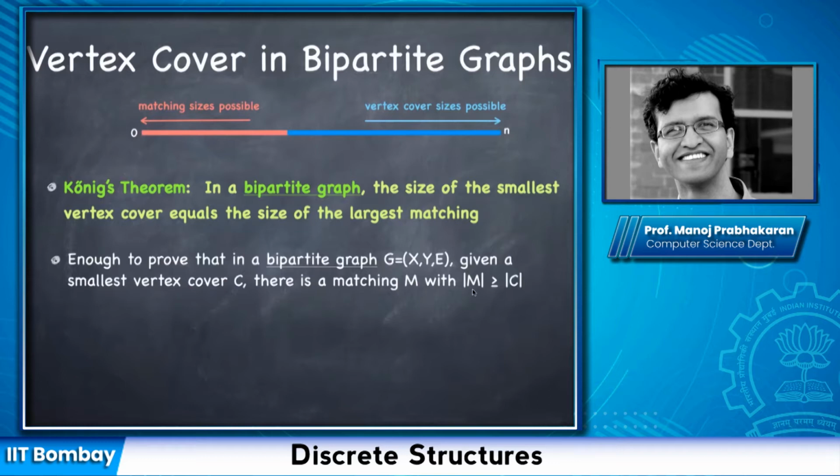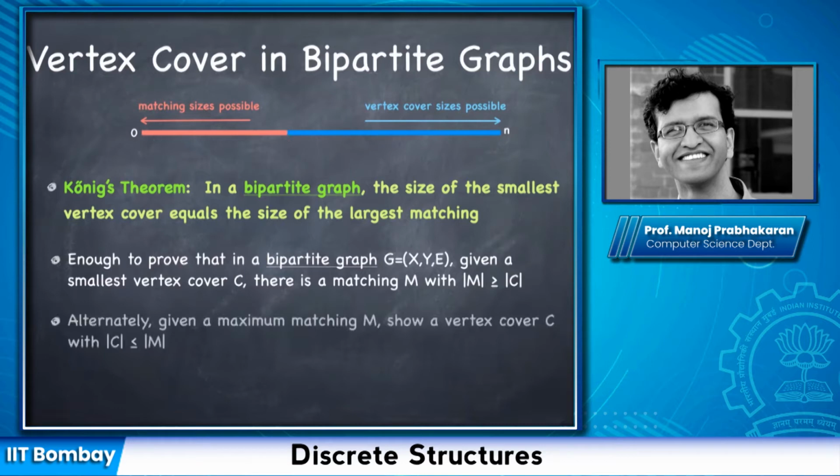I've stated it as the matching being at least as large as the vertex cover. We already know that the matching cannot be any larger than the vertex cover. So all that remains to prove is that I can find a matching which is at least as large as the smallest vertex cover. Of course, if you took an arbitrary vertex cover, I won't be able to find a matching which is as large as that vertex cover. But if you took the smallest vertex cover, Koenig's theorem says that you will be able to find a matching that is at least as big as that vertex cover. In fact, it will be exactly as big as that vertex cover.